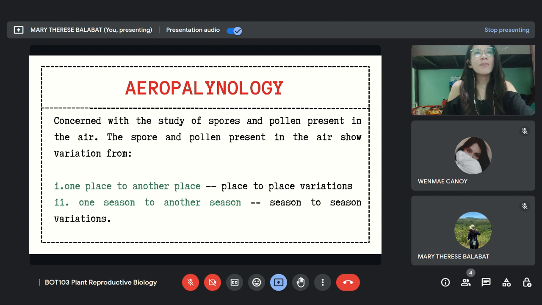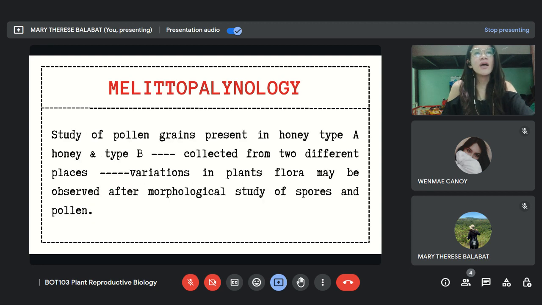So melissopalynology is the study of the pollen grains present in honey type A and honey type B, collected from two different places. The variations in plants' flora may be observed after the morphological study of spores and pollen.